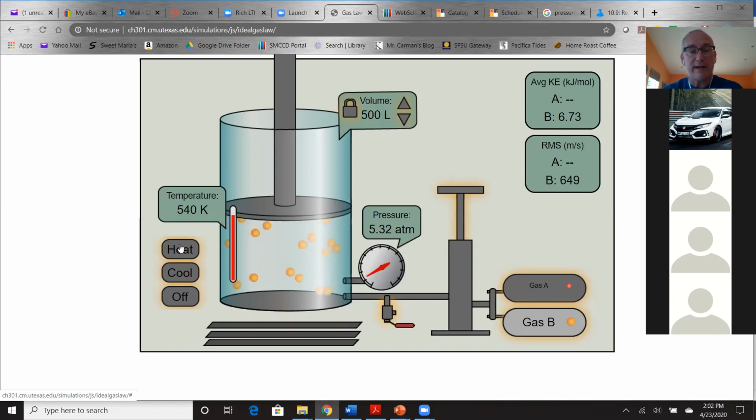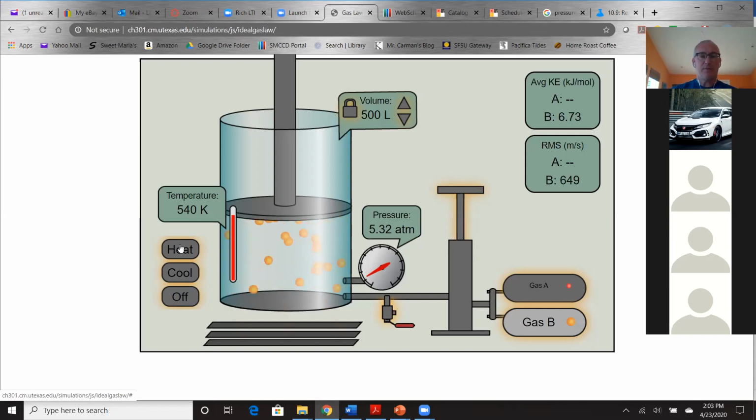So at 540, you can see the RMS, or the root mean speed, has gone up again. They're moving even faster, and they're hitting the sides of the container more frequently, and the pressure has now gone up again.